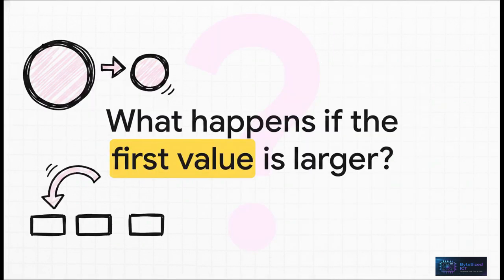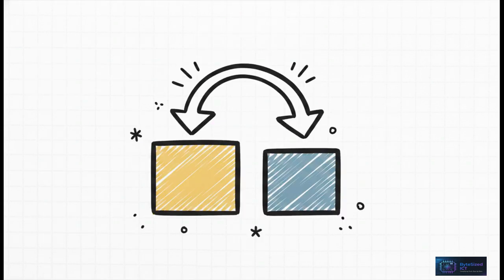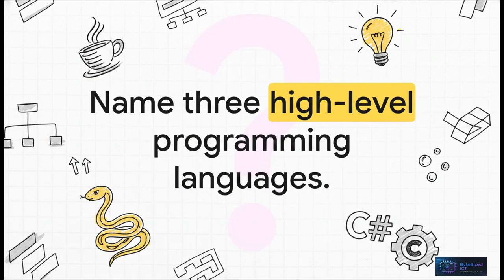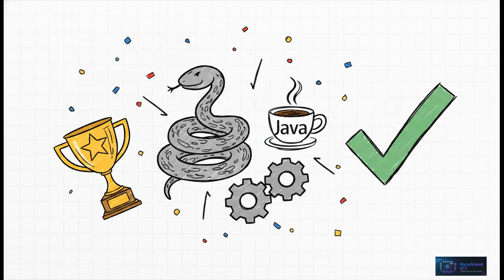Question 2. In our bubble sort algorithm, what exactly happens if the first value is larger? You swap them. That simple little swapping action is literally the beating heart of this algorithm. Final question. Can you name 3 high-level programming languages that we defined earlier in class? Python, Java, and C++. If you nailed all 3, you absolutely crushed today's success criteria.